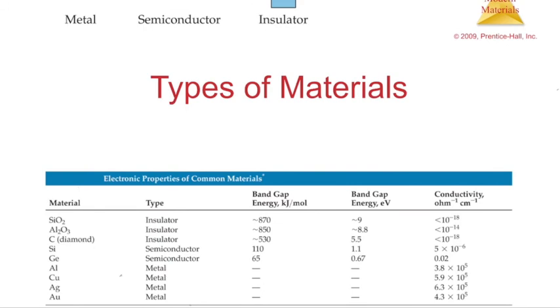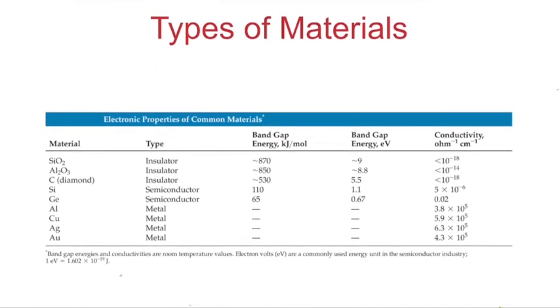In your textbook, I'm sure there's a table that tells you what this is in electron volts or kilojoules per mole. They can be converted. I think an insulator would be more than 350 kilojoules per mole, a semiconductor would be between 50 and 300, something like that, and anything less than 50 would be considered a conductor.